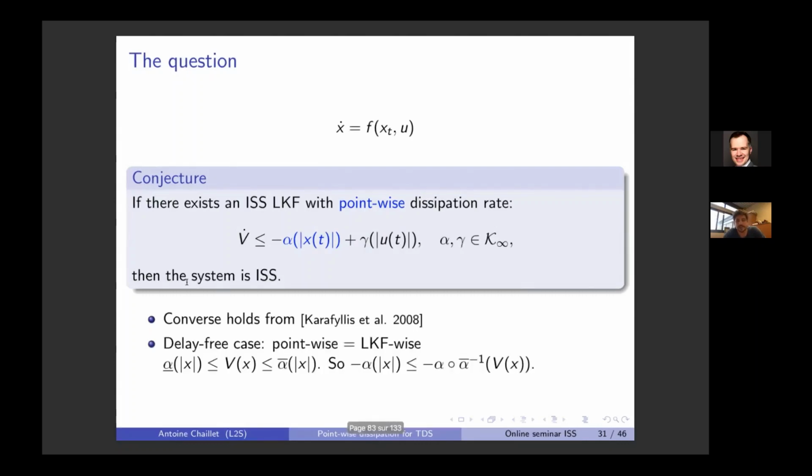What I can say is that in the delay-free case, this question is totally irrelevant because pointwise dissipation is equivalent to Lyapunov-wise dissipation. It's just due to the fact that V is upper and lower bounded by K infinity functions of x, so from a pointwise dissipation you can easily get a Lyapunov-wise dissipation. So the problem is irrelevant in a finite dimensional context.